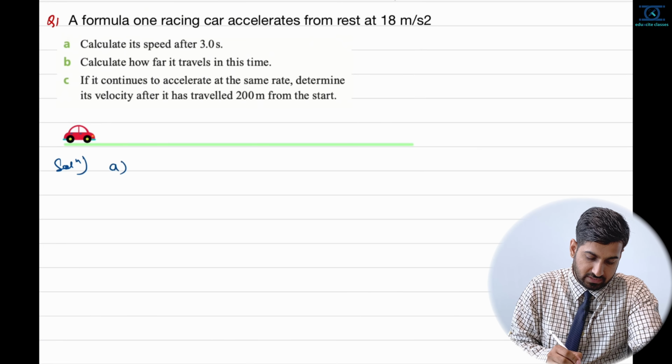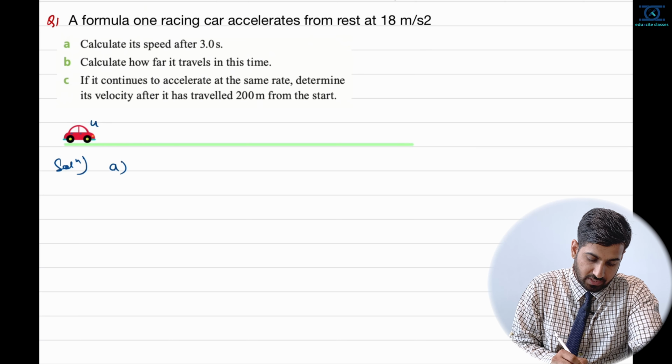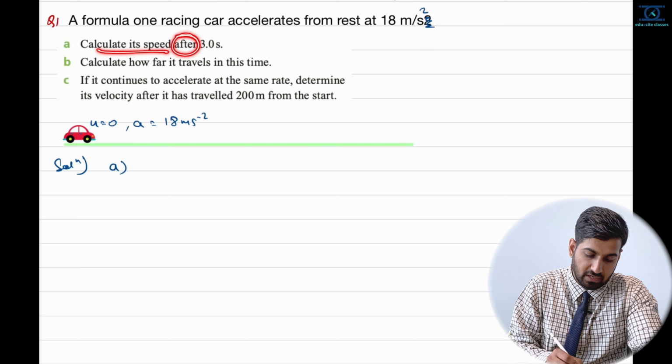So the A part: this is the car which is starting from rest, so u is 0, and the acceleration is uniform, 18 meter per second squared. Now we have to find out its speed after 3 seconds.